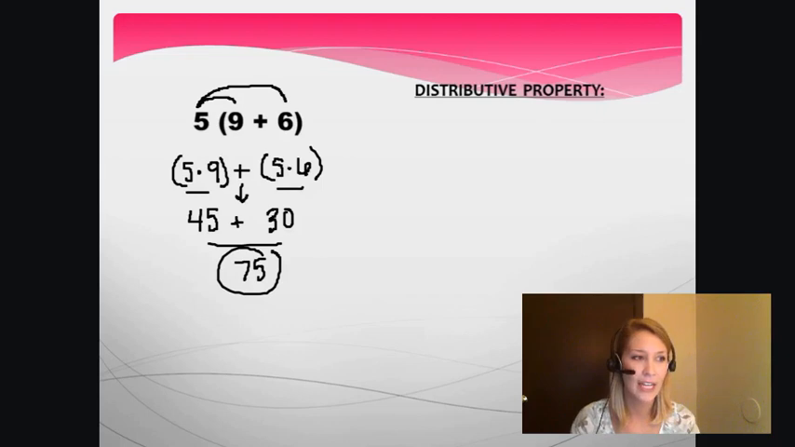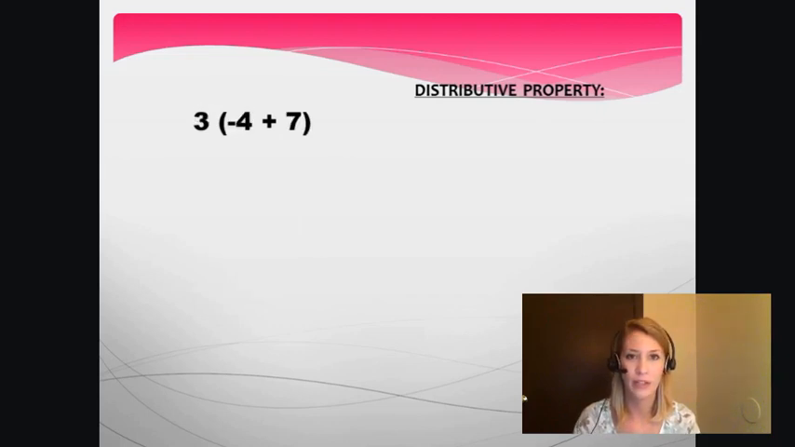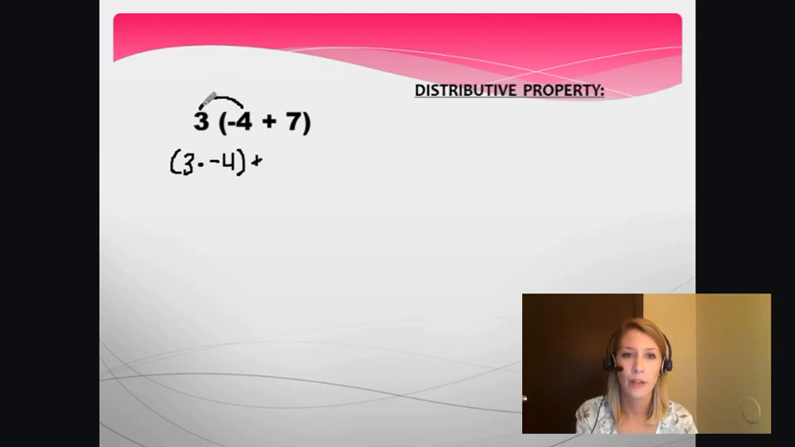Let's take a look at another example together using the distributive property. This time we have a negative value involved, so we need to be mindful of that. We're going to distribute our outside value of 3 to everything inside the parentheses. So we're going to multiply 3 times negative 4 plus 3 times 7.